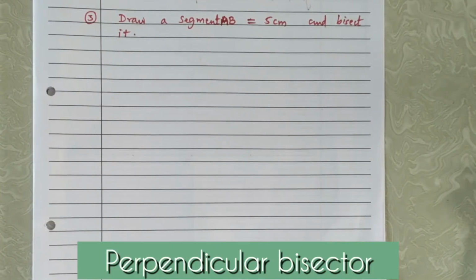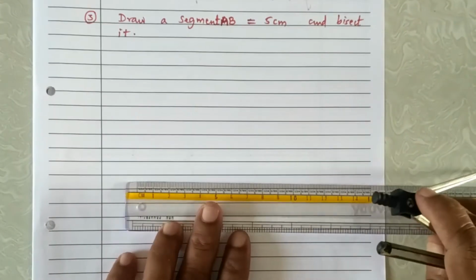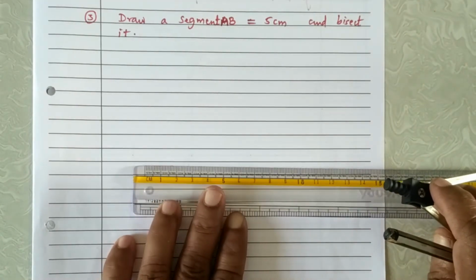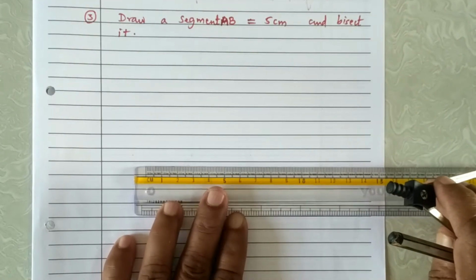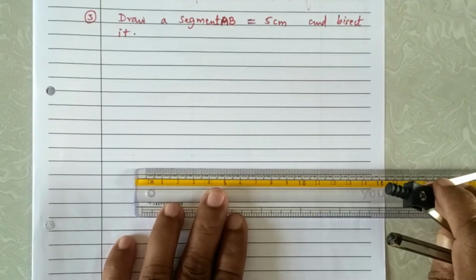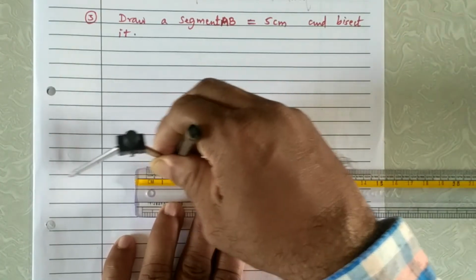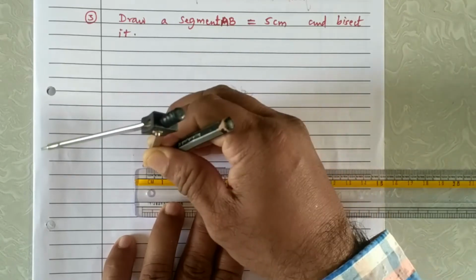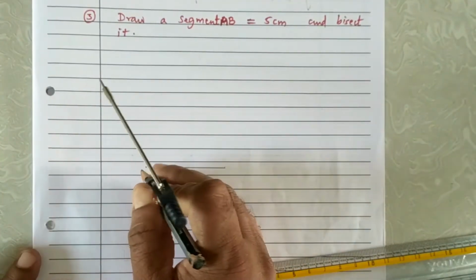Next construction is, draw the segment AB of length equal to 5 cm and bisect it. Bisect it means we have to divide the segment into two equal parts, that is, we have to draw the perpendicular bisector of segment AB of length 5 cm. So first, let us draw the segment AB of length 5 cm.